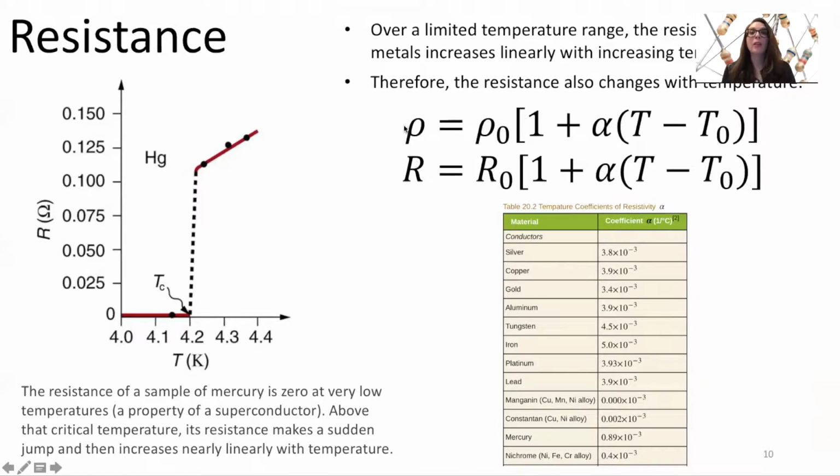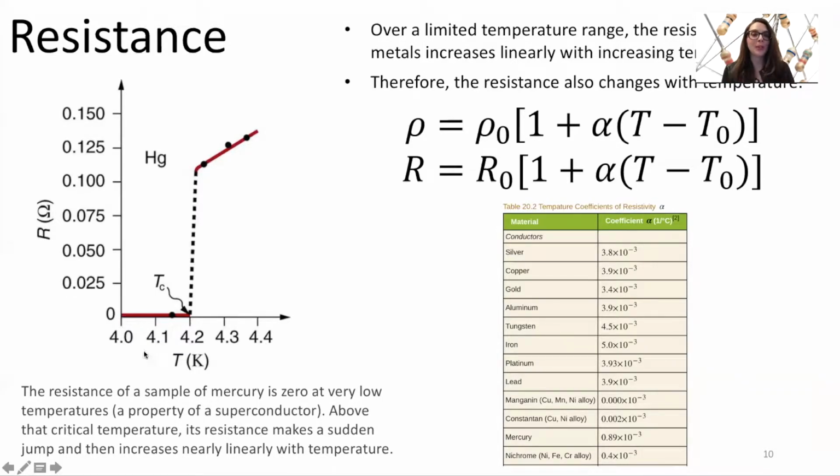And the rho here, or the R, that represents the resistivity or the resistance at some higher temperature. Okay, now this chart that I've put in here shows the resistance of a sample of mercury. So mercury here has a 0 resistance, that's on the vertical axis here, at very low temperatures, which is a property of a superconductor. So at low temperatures, mercury behaves like a superconductor.